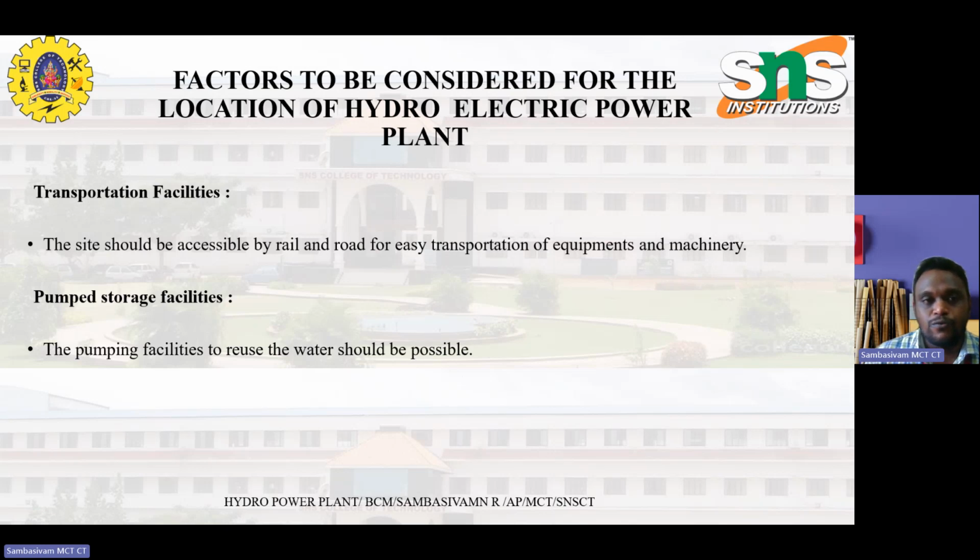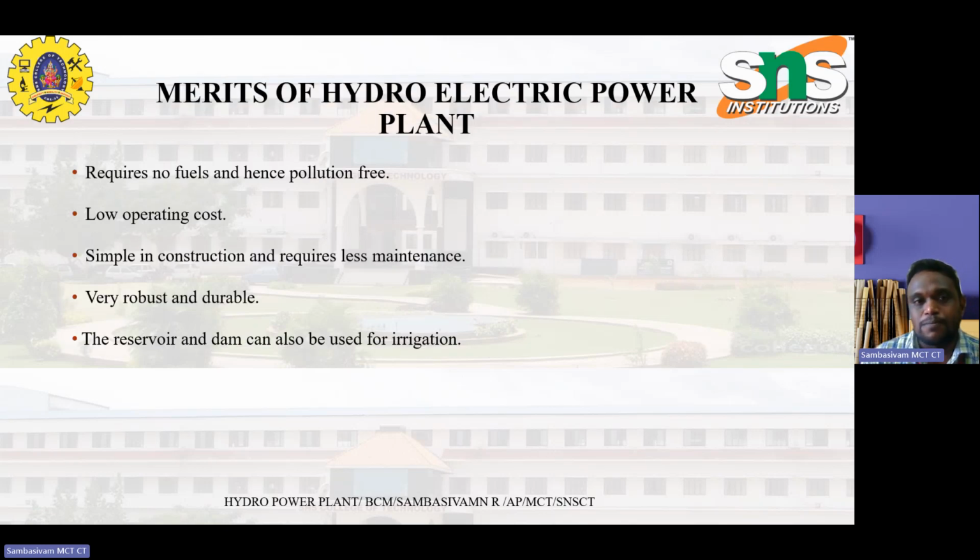While going through the merits of a hydroelectric power plant: it requires no fuel and hence is pollution free. They have low operating costs, are simple in construction and require less maintenance. They are very robust and also durable. The reservoirs and dams can be used for irrigation purposes.